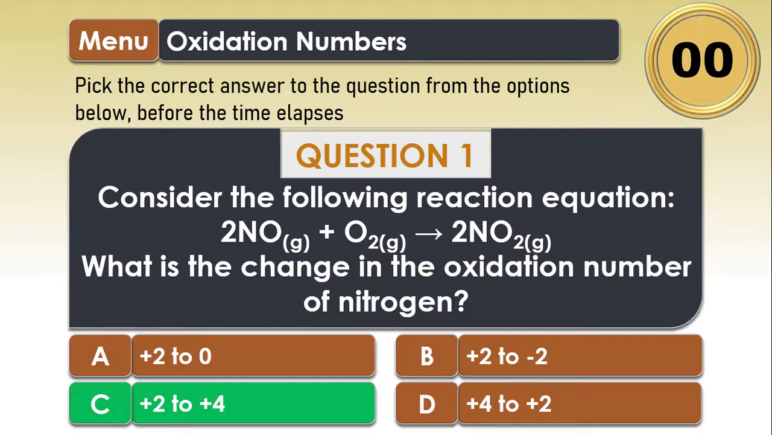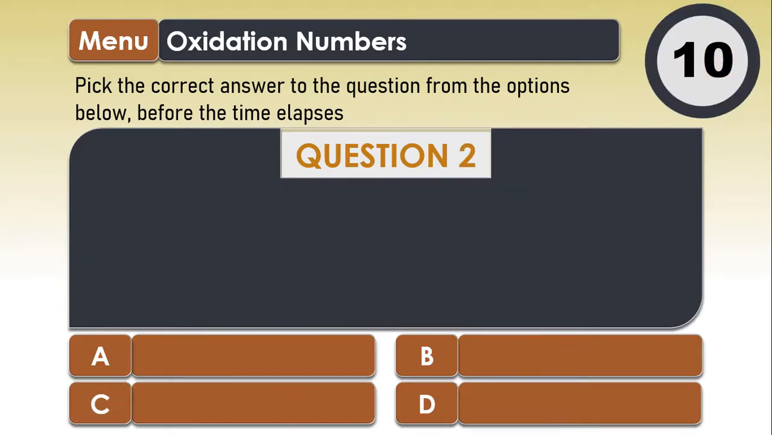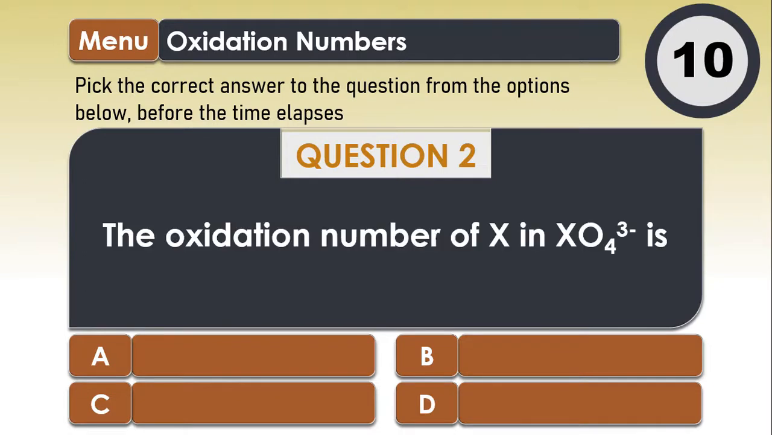The answer is C. Plus 2 to plus 4. Question 2. The oxidation number of X in XO4 3- is A. Plus 1, B. Plus 3, C. Plus 4, and D. Plus 5.